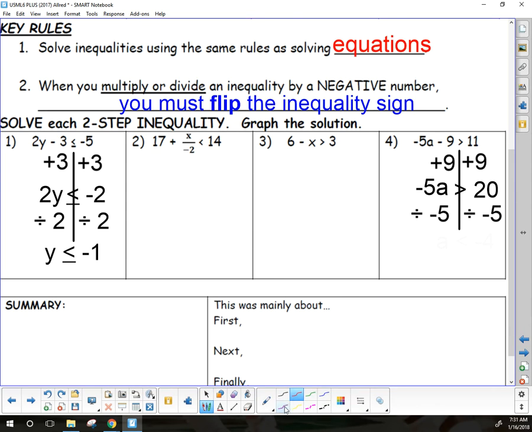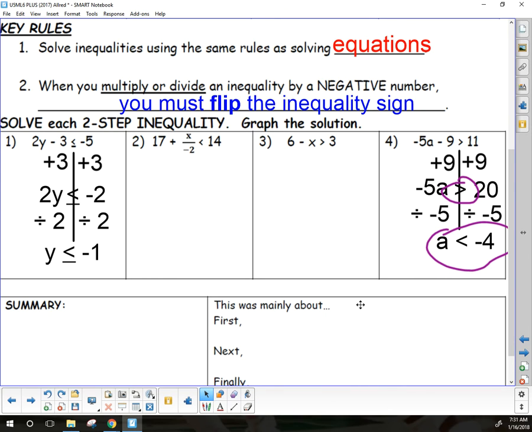Please keep in mind I said we were dividing by negative 5. See that negative sign there? That's right. We're dividing by a negative. That means when we find our answer, 20 divided by negative 5 is negative 4. Negative 5a divided by negative 5 is a. The inequality sign, instead of being greater than, is going to be less than. a is less than negative 4.